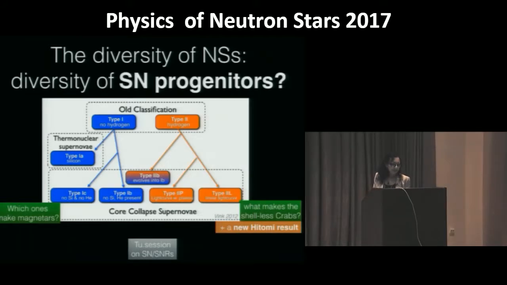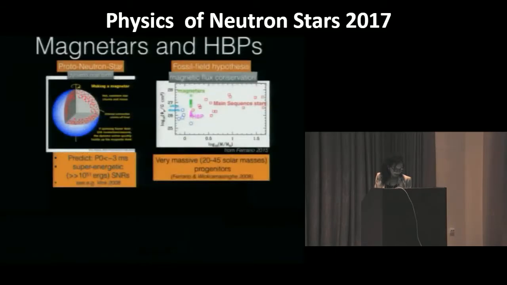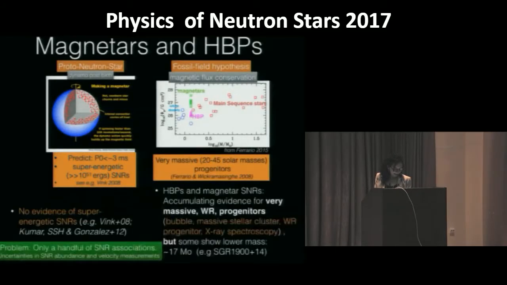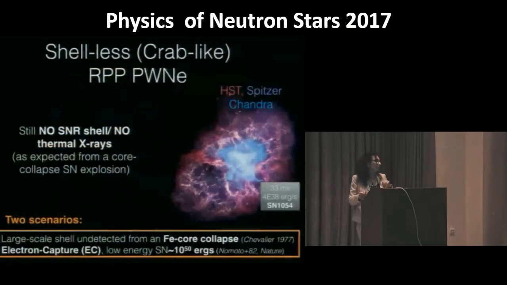How much time do I have? Five. So I'm going to just skip the part on magnetars and high B pulsars because I want to show you something interesting from Hitomi on studying the Crab Nebula. So I started with the Crab, and I'm going to end with the Crab.